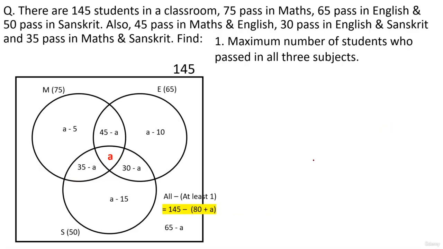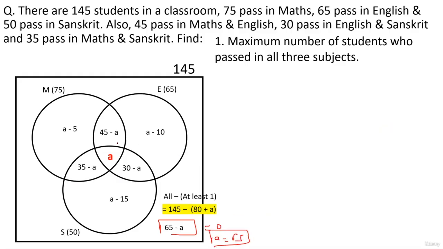Maximum number of students who passed in all three subjects. Okay. Now guys, we want to maximize a. Okay. ऐसा question level 2 diagram में कर चुके हैं. A का हमें max value find करना है. Okay. Now, can we take the max value of a? Can we take the value of a from here? 65 minus a. अगर हम इसको 0 करें, okay, number of people as we said 0 हो सकता है. तो in that case, a will become 65.